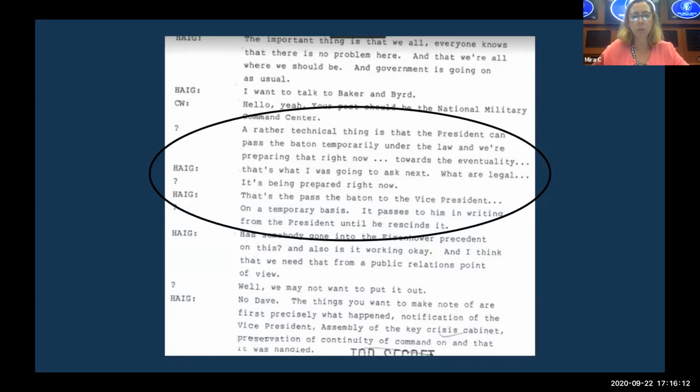What are we going to do? Who's in charge? How do we get it done? What needs to happen tomorrow? There was a dairy bill that needed to be signed by the president. They were worried, how are we going to do that? And they're going back to history, to when Eisenhower had a heart attack, to see what was done at that time.